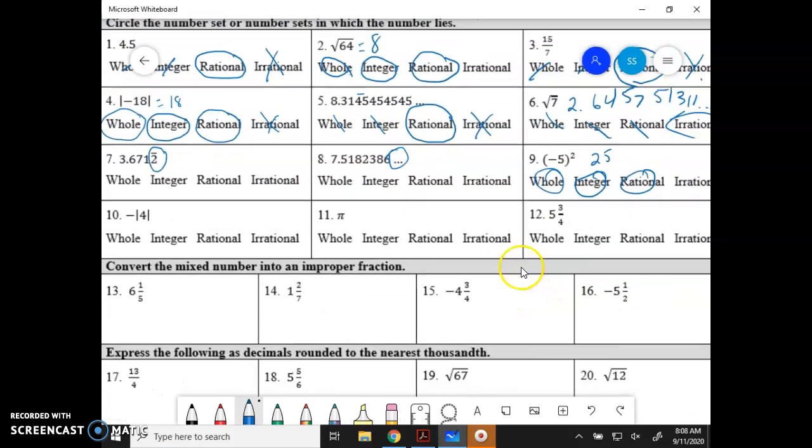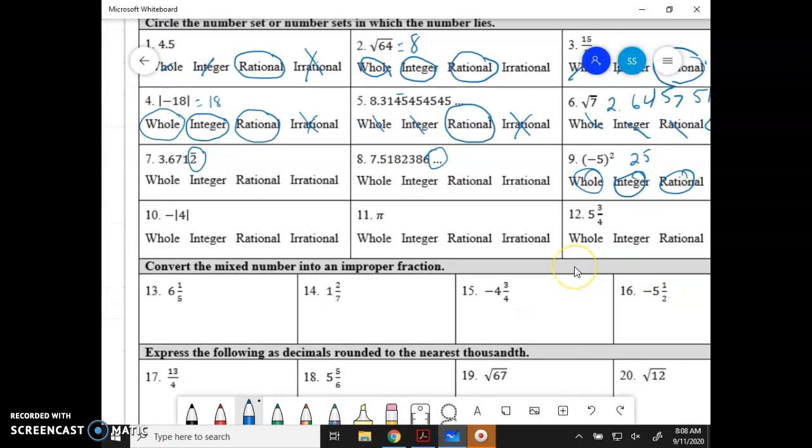All right. Let's see. How about number 10? The last one I'll do here is number 10. Number 10, the absolute value is 4, right? But then this being out in front makes this negative. So this is actually negative 4. And so negative 4 is not a whole number, but it is an integer because the integers are whole numbers that also include negatives. So that is an integer, and of course it is rational and not irrational.